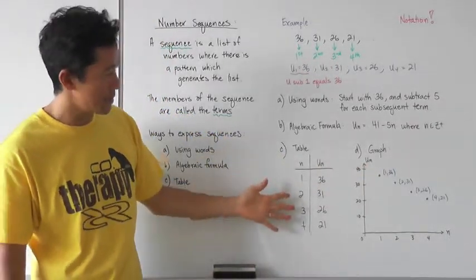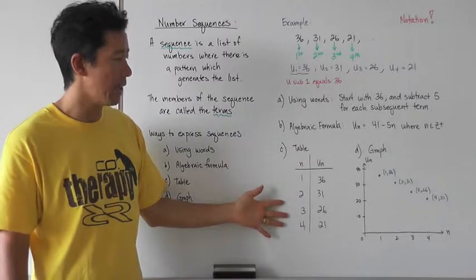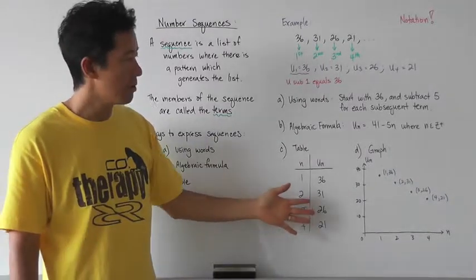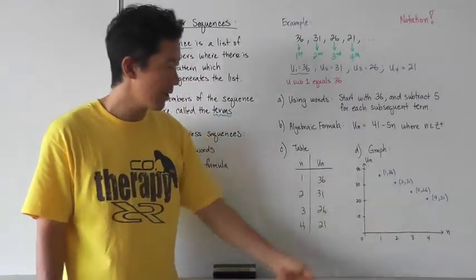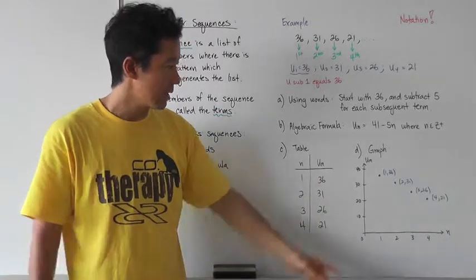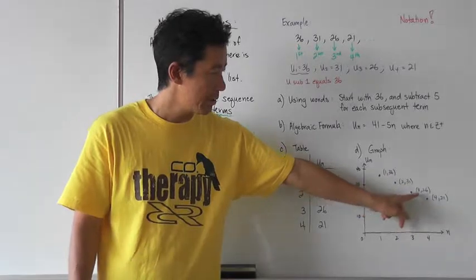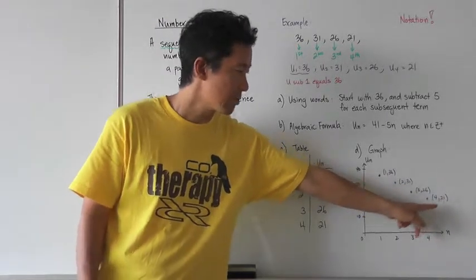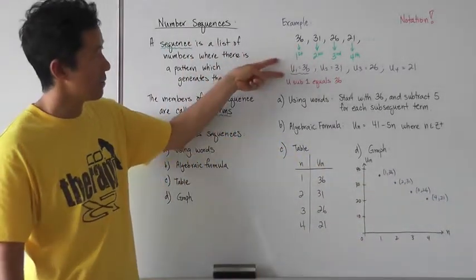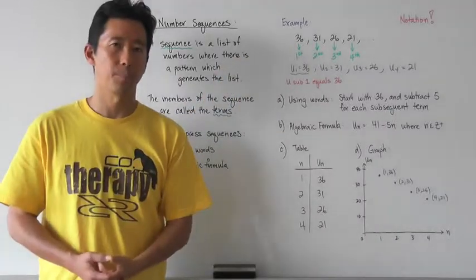So if I was to take, for example, the values that I have here in this table, and plot them using a graph, this is what the graph would look like. Notice I have 1, 36, 2, 31, 3, 26, and 4, 21. Again, which is consistent with this information that we have there.